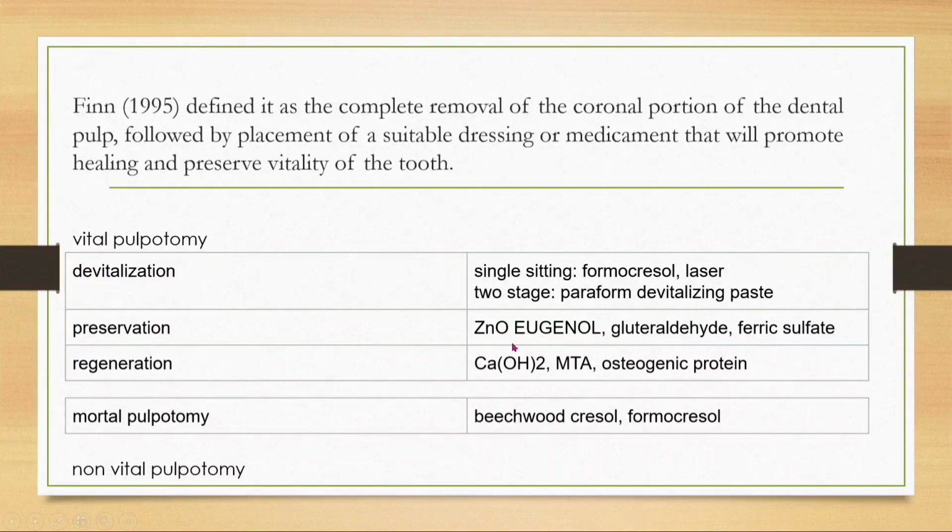So the materials used are zinc oxide eugenol, glutaraldehyde, and ferric sulfate. Regeneration is different. Calcium hydroxide has the capability of regenerating dentine, so it is regeneration pulpotomy. MTA can be used, osteogenic protein can be used. For mortal pulpotomy, we can use beechwood creosote or formocresol, and non-vital pulpotomy.